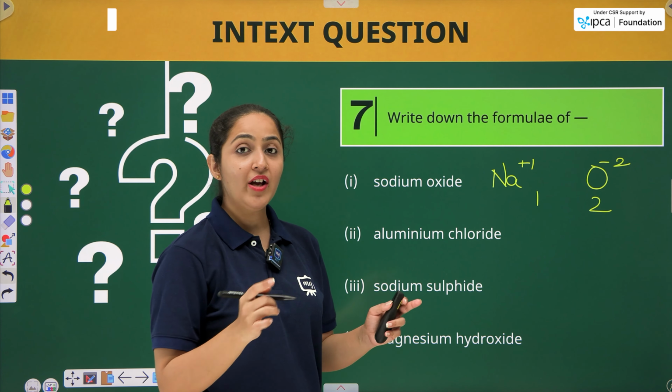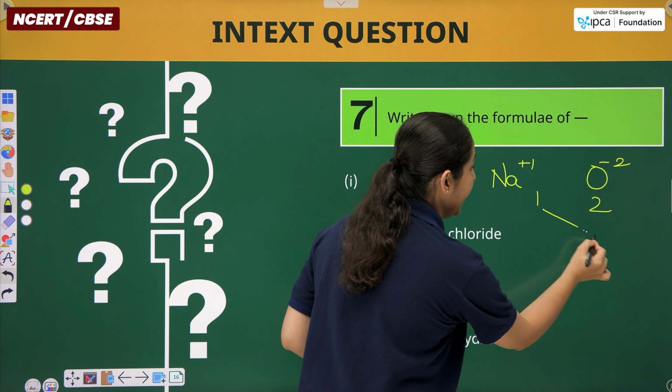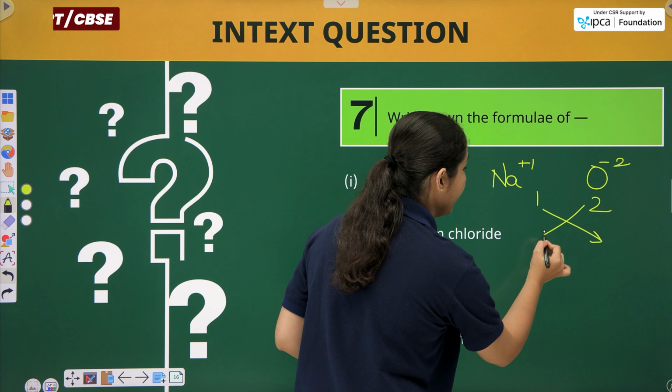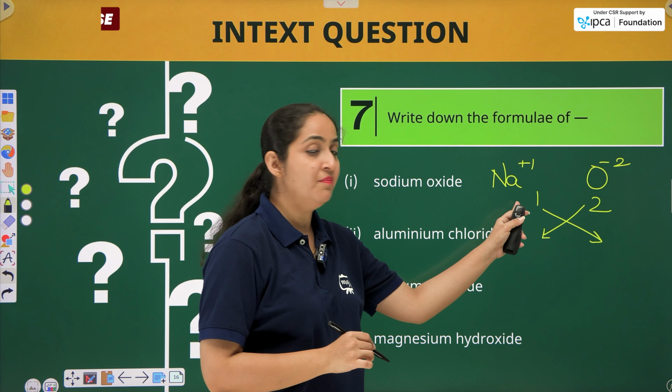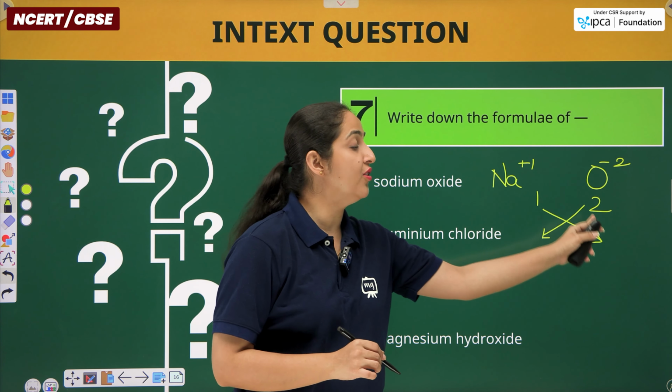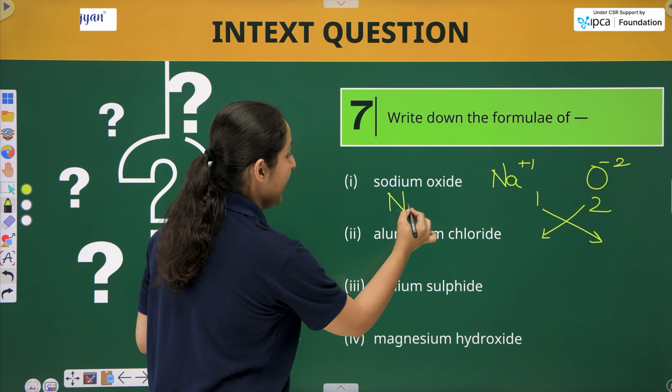Okay, now what we have to do, we have to cross the valencies. Remember students, so यहाँ पे ये 1 है, ये इधर जाएगा, 2 इधर आएगा. Got it students? So this 2 will come below Na and 1 will go below oxygen. Okay, so what will be the answer students?